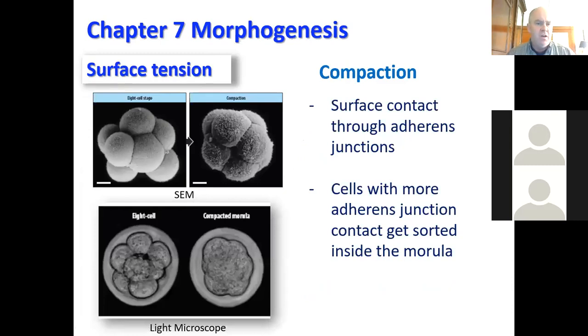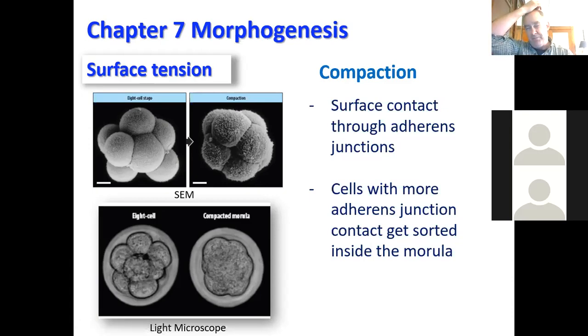So here in compaction of the morula, which is really important, early in the 8-cell stage, they're kind of all separated from each other. It's eight individual cells, and then they start making these adherens junctions, which makes them all grab each other and pull in closer. So you've got cell-cell connections that are pulling these cells together more.